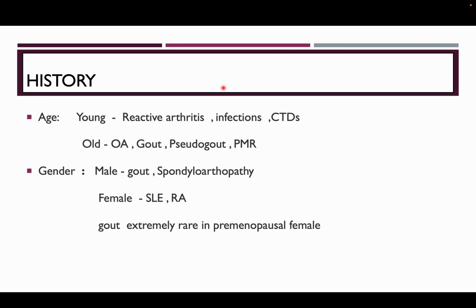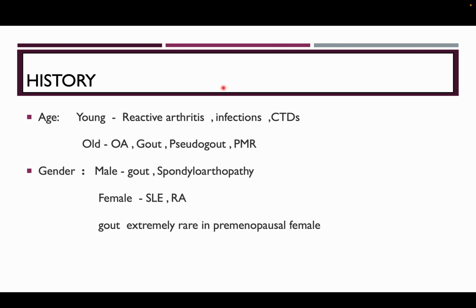like glucose-6-phosphate dehydrogenase deficiency, fructose 1-phosphate, or Lesch-Nyhan syndrome. They can also cause gout, but they are very rare. But pseudo-gout is one. In old age, always look for polymyalgia rheumatica, as we discussed in one case. So osteoarthritis, gout, pseudo-gout and polymyalgia, all crystal diseases generally occur in the elder age. So mostly all crystal arthropathies. But in the young, reactive arthritis, infection, CTD should be ruled out.